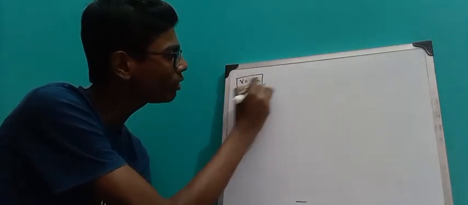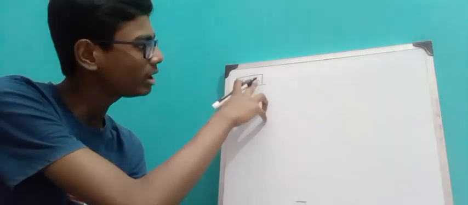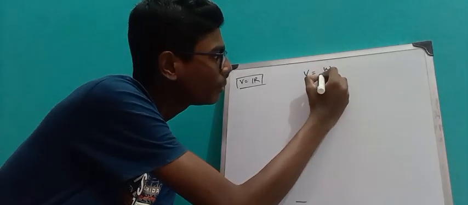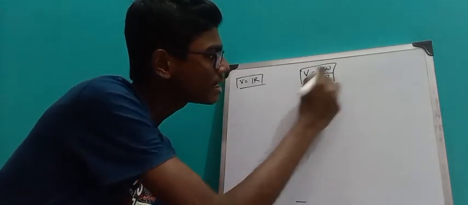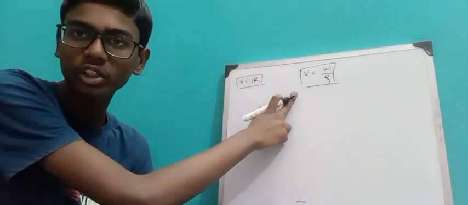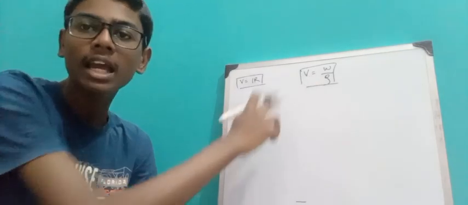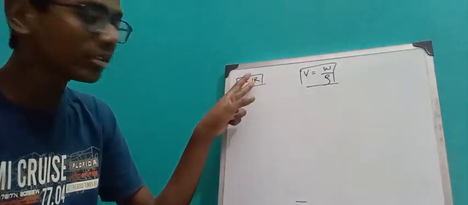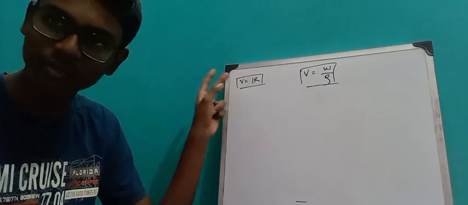Two formulas we have learned, that is V equals IR. This is the formula which we will remember, and from here we will find our resistance. Another is V equals W by Q. When we are individually finding potential difference, we will use this formula, and when we are concerned with resistance, then we will use this formula.